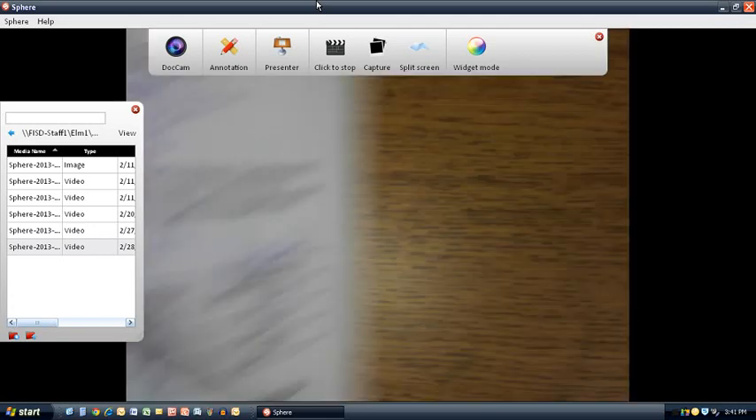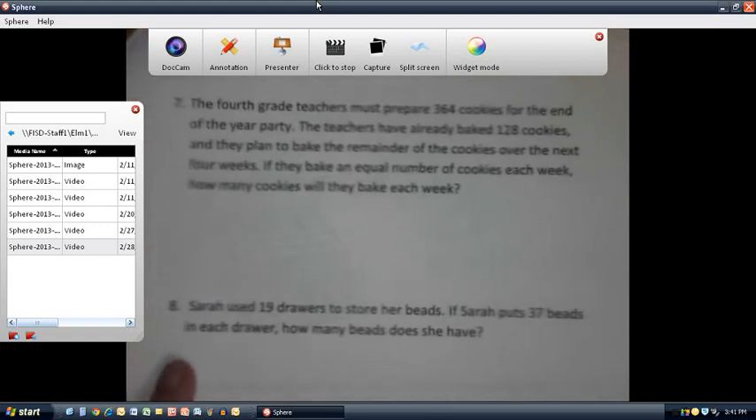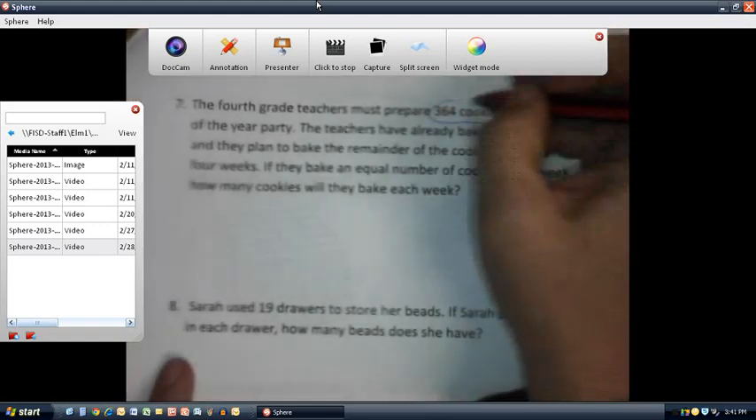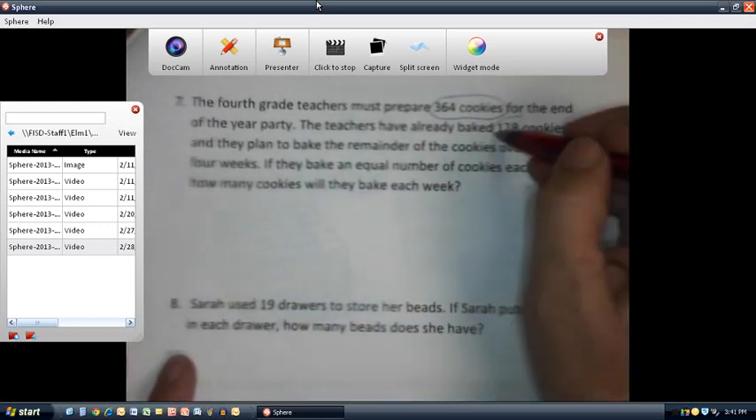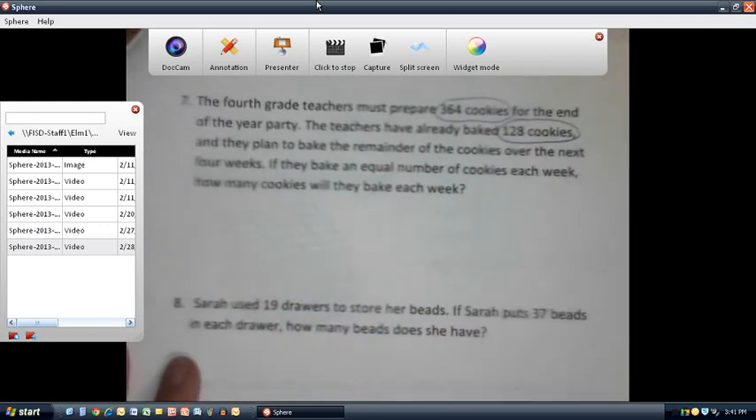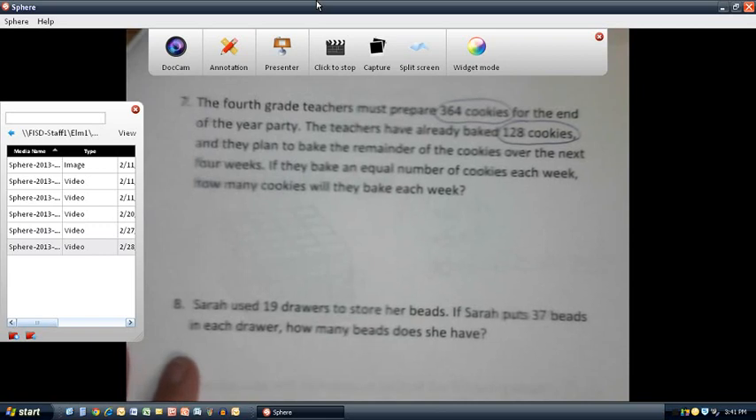Number 7, the 4th grade teachers must prepare 364 cookies for the end of the year party. The teachers have already baked 128 cookies, and they plan to bake the remainder of the cookies over the next 4 weeks. If they bake an equal number of cookies each week, how many cookies will they bake each week?